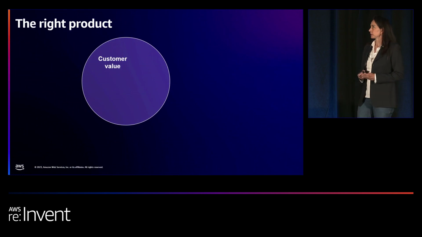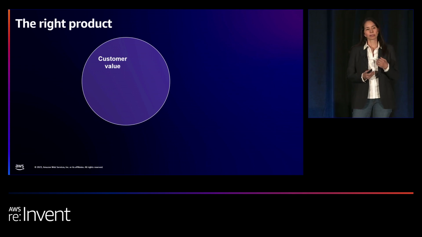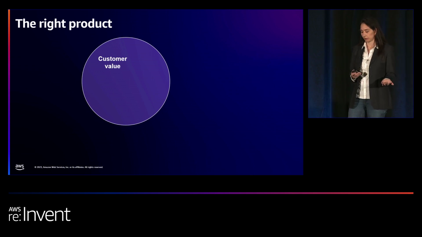So let's turn to a prioritization framework. I like to start with what is the right product, because that really drives all of these decisions about what we prioritize. And we like to start with the customer and work backwards from their needs. The right product is one that delivers customer value.